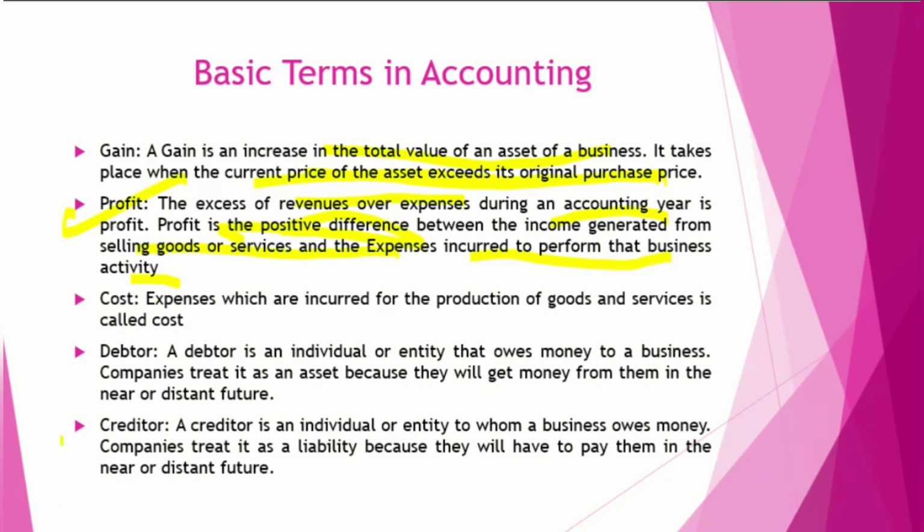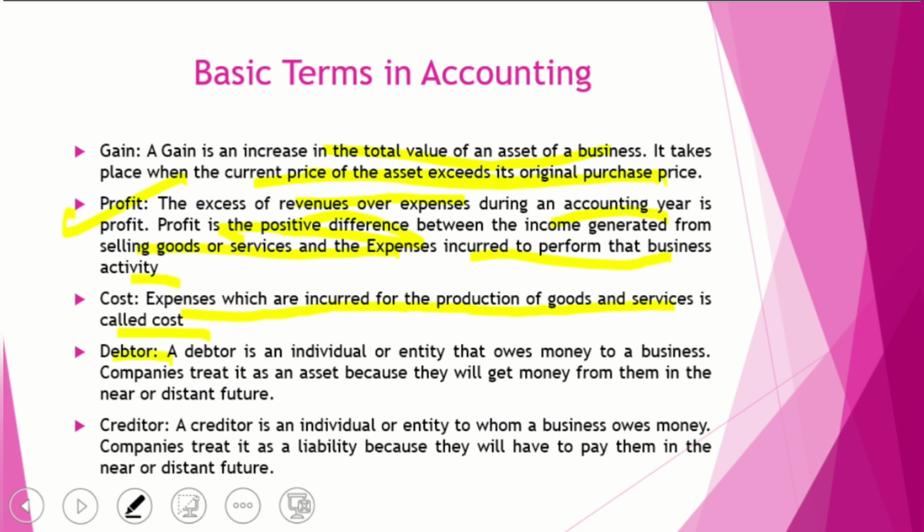Next is cost: expenses incurred for the production of goods and services. We saw it was a clothing business, right? For the clothing business, she takes up packaging cost, stitching cost, whatever cost she is incurring due to production of goods and services is known as cost to that business.